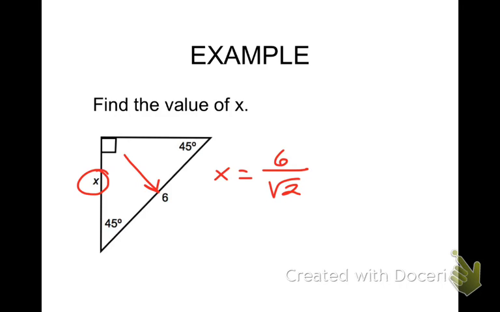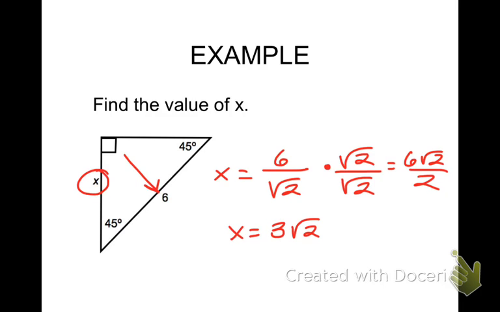Well, we just practiced this. What do I do to rationalize that? Multiply by the square root of 2 on the top and the bottom. So then we get 6 square root of 2 over 2. So if I had 6 square roots of 2 and cut them in half, I'd be left with how many square roots of 2? 3. So x is equal to 3 square roots of 2.